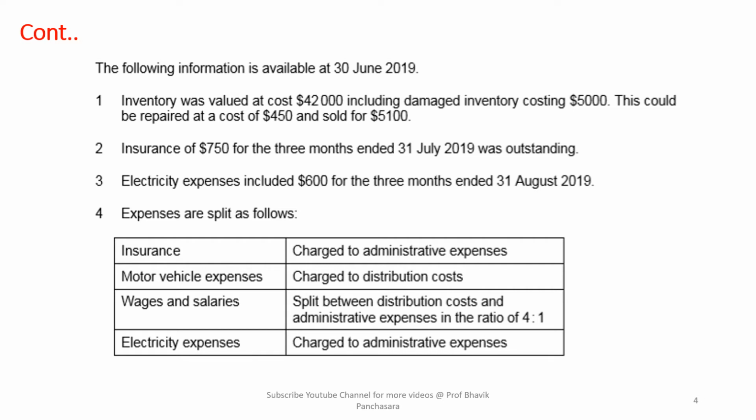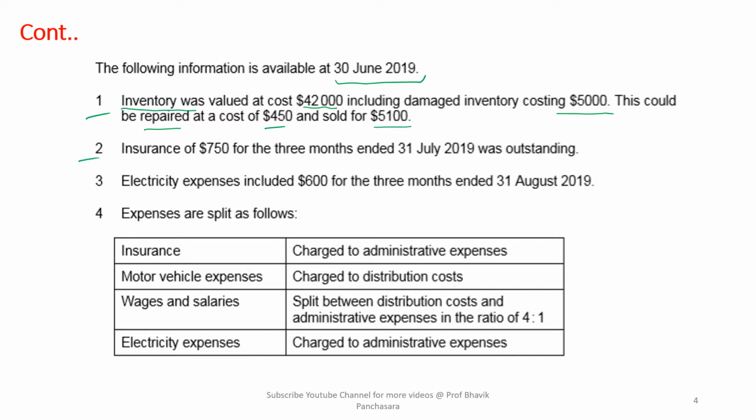Third portion of the question shows the information available at the end of the year, that is on 30th June 2019. That includes the amount of closing inventory, that is 42,000, but out of it there is a damaged portion of 5,000. This damaged portion was repaired at the cost of 450 and again resold for 5,100.